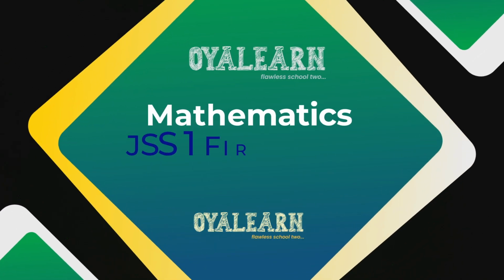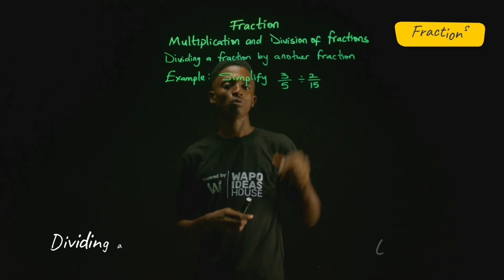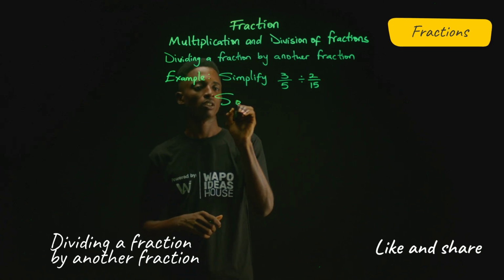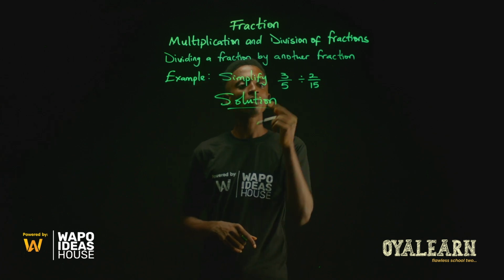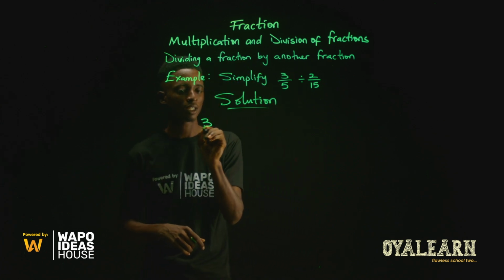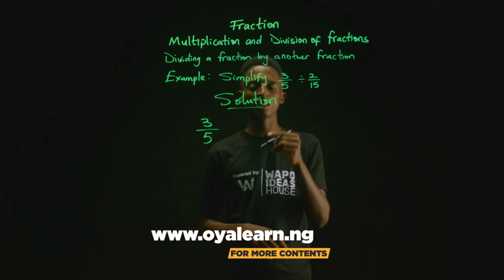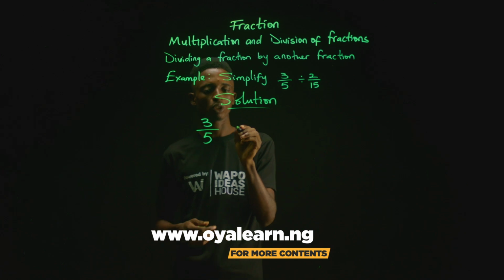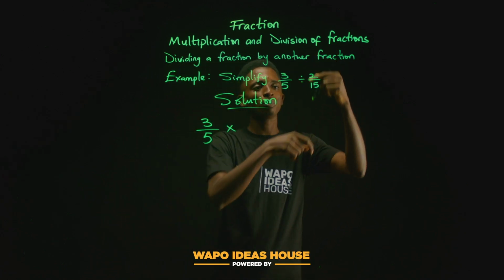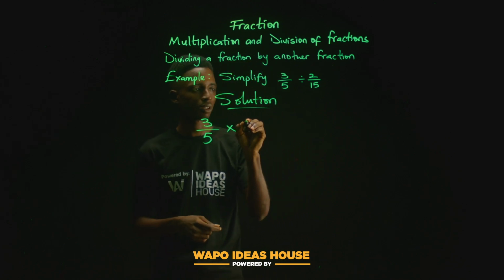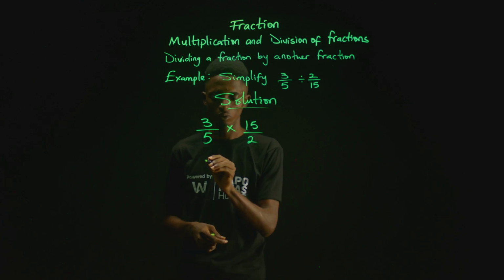Now let's simplify this expression where we have 3 over 5 divided by 2 over 5. Solution. We keep the first fraction, so we have 3 over 5. And then we change this division sign to a multiplication sign. And then now we flip the second fraction. So we have 5 over 2.